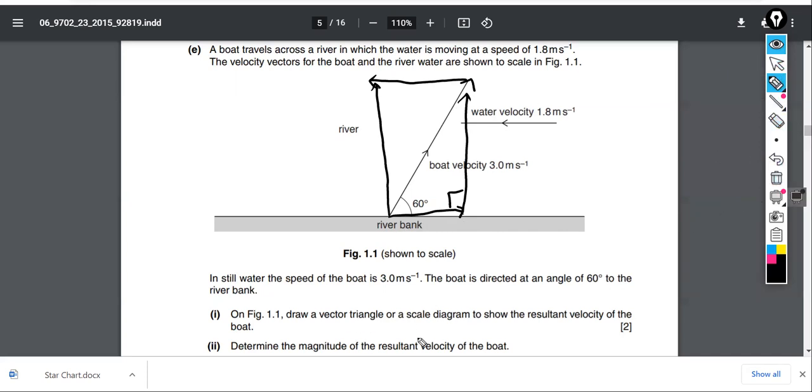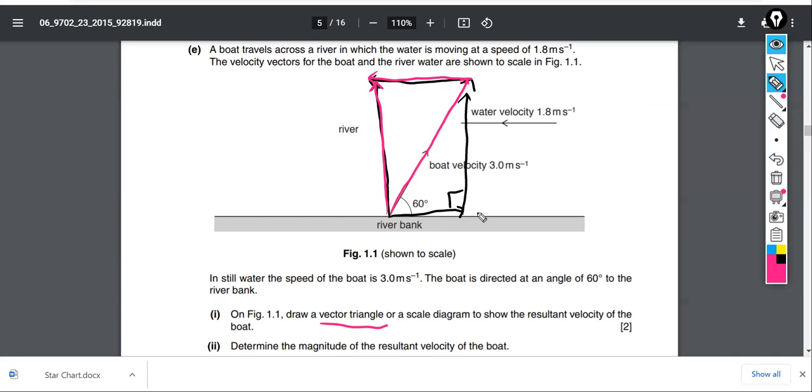So to answer this question, draw a vector triangle. The vector triangle I will show in pink. There's your boat velocity vector. There's your water velocity vector. And here's your resultant, right? Connecting the tail of the first to the head of the last. And so that's the vector triangle that is the solution to this part.